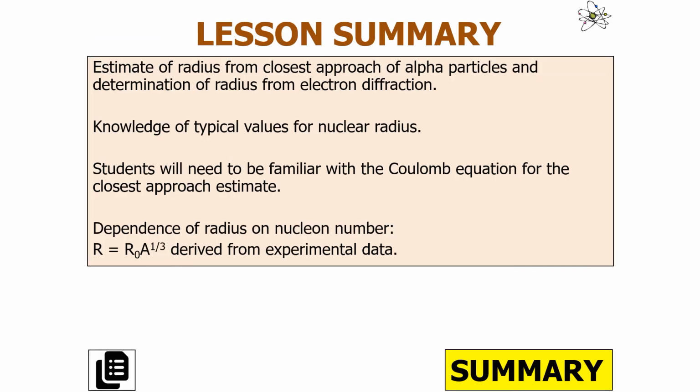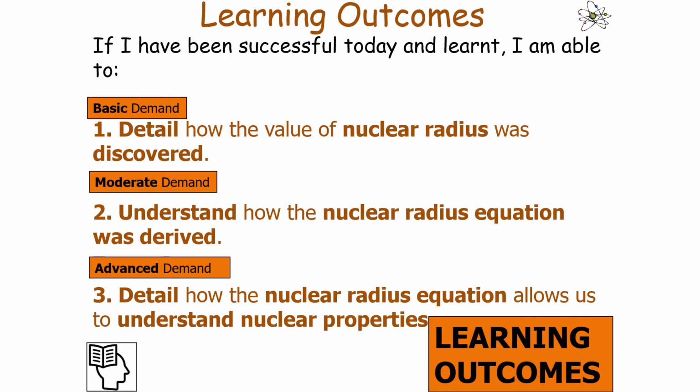So what can we summarise from today's lesson? We can estimate a radius of the nucleus from the closest approach of alpha particles and then determine our radius from electron diffraction. We should have knowledge of typical values of the nuclear radius and we understand how the Coulomb equation can be used for the closest approach estimate. We can then understand the dependence of radius on the nucleon number, with R equals r0 A to the power of a third, derived from experimental data. If we've been successful in today's lesson, we should be able to detail how the value of the nuclear radius was discovered, understand how the nuclear radius equation was derived, and finally detail how the nuclear radius equation allows us to understand nuclear properties.